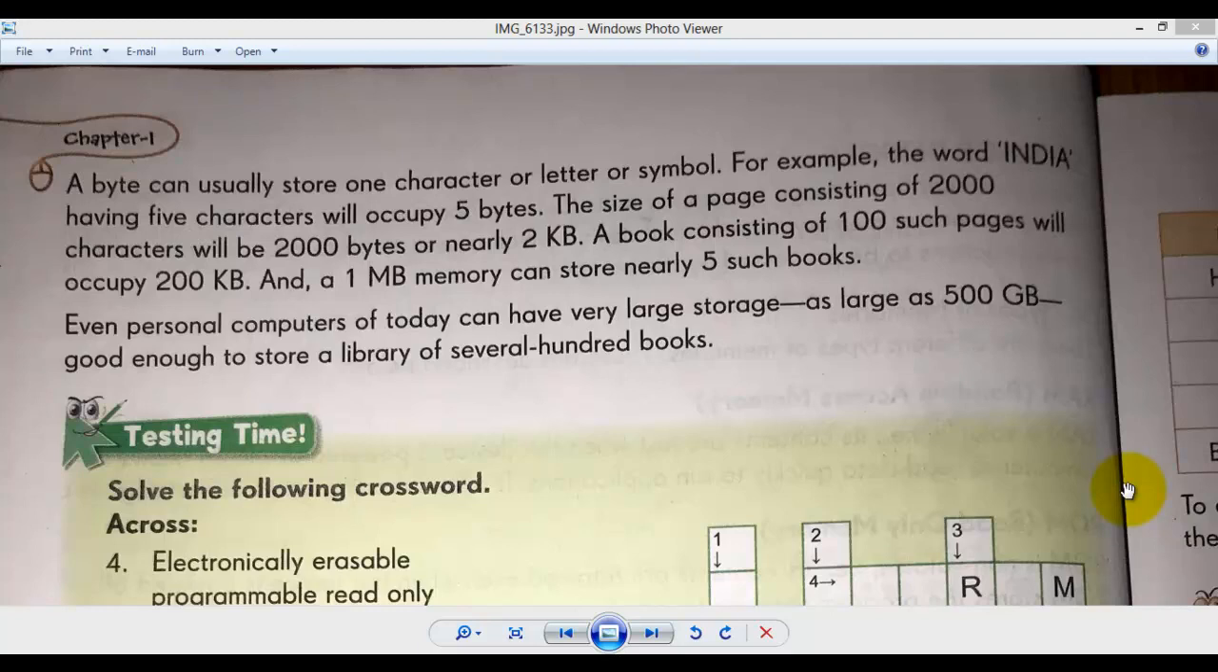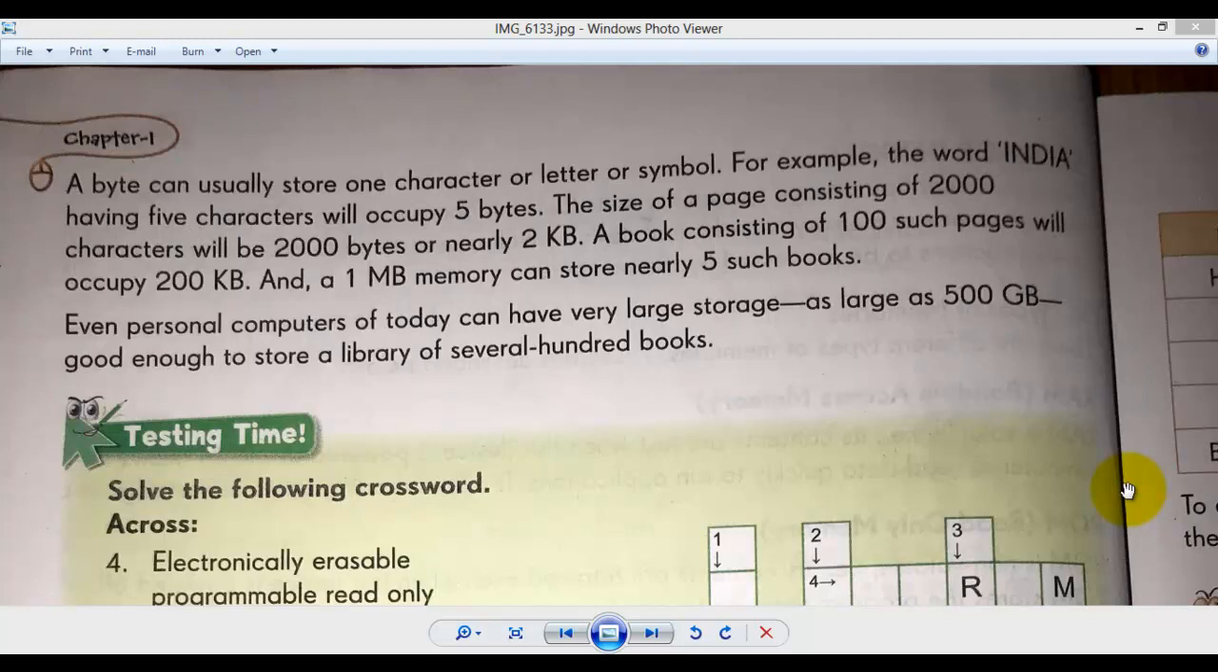The size of a page containing 2000 characters will take up 2000 bytes, which is approximately 2 KB. So a book consisting of 100 such pages will take around 200 KB. So with books, where we are storing text, the size is very small, only some KB or some MB.